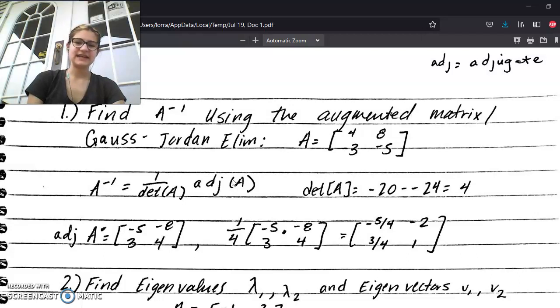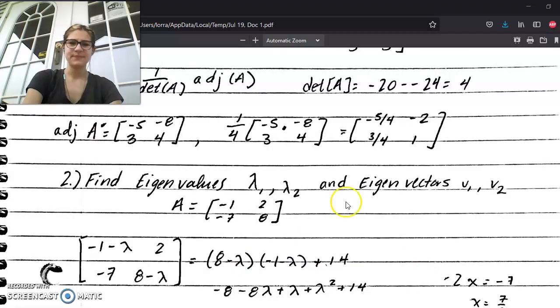The adjugate is negative 5, negative 8, 3, 4, because all you have to do is flip this first diagonal, and then you negate the second diagonal. So that means that the inverse is 1 over 4 of negative 5, negative 8, 3, 4, and that's equal to negative 5 fourths, negative 2, 3 fourths, and 1.